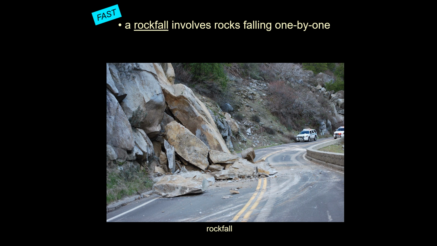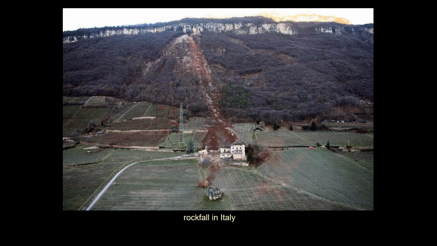So we can say rock falls involve rocks falling one by one. Here's a rock fall in Italy. You can see how far down this rock came from way up on this slope and all the way down the slope and right through this farmhouse. So pretty unfortunate situation.